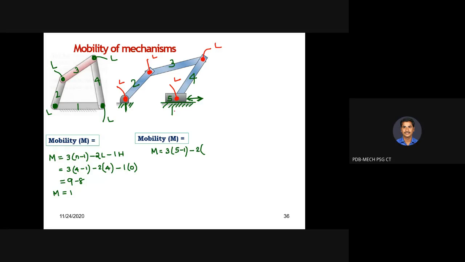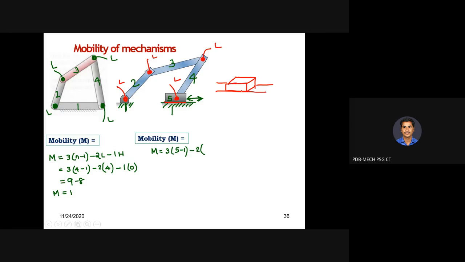Then 5 and 1. 5 is a slider. It is sliding over your surface. What type of contact are we having? Surface contact. It is not a line contact. Assume the object is in 3D. Okay, if you assume that, the entire bottom surface is going to slide over the floor.